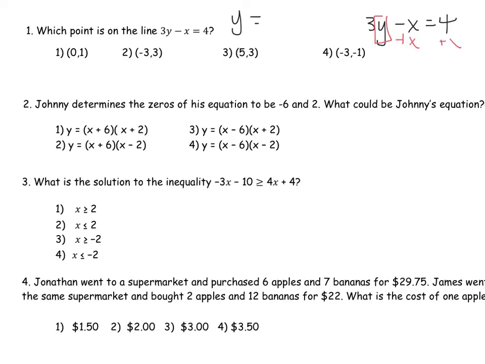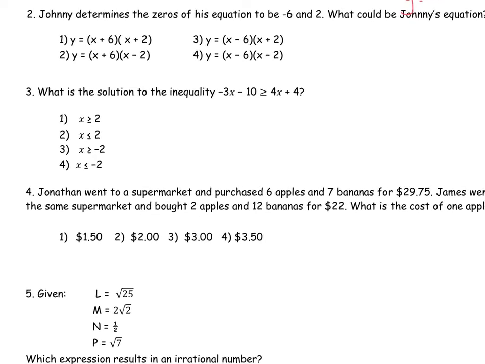All right, so you add the x over, move over x. 3y is equal to x plus 4. Then you're going to divide everything by 3. So y is equal to x over 3, or 1/3 x, plus 4/3. Put this in y1, and you want to see which point is on your table of values. Choice 3.